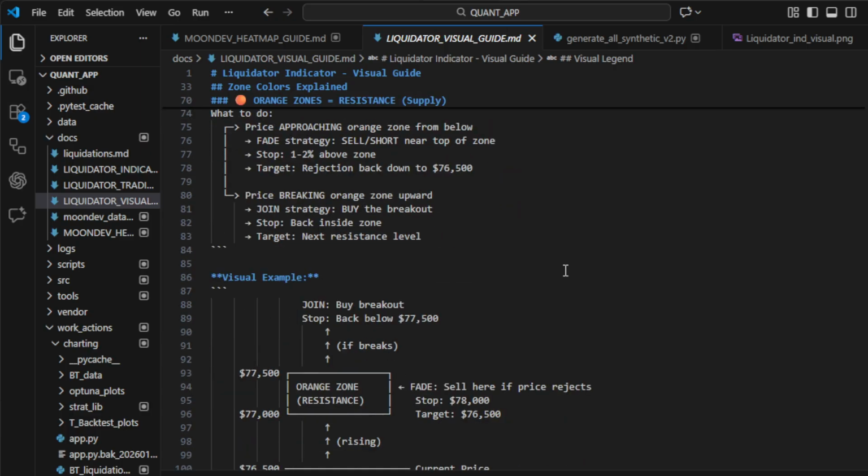Price breaking orange zone upward. Join strategy: buy the breakout. Stop back inside the zone. Target next resistance level.